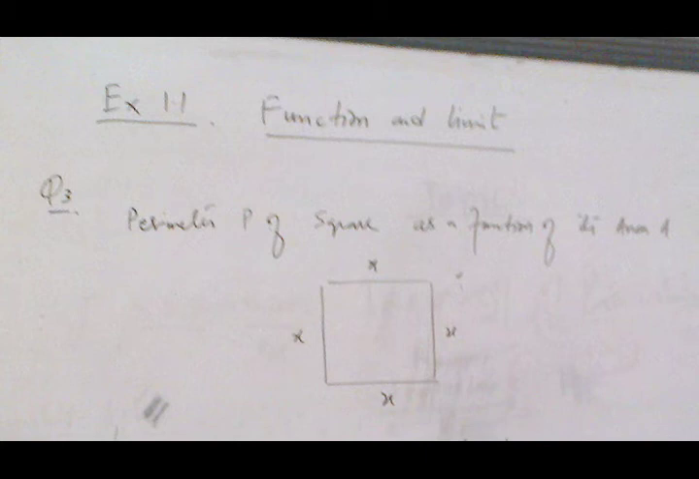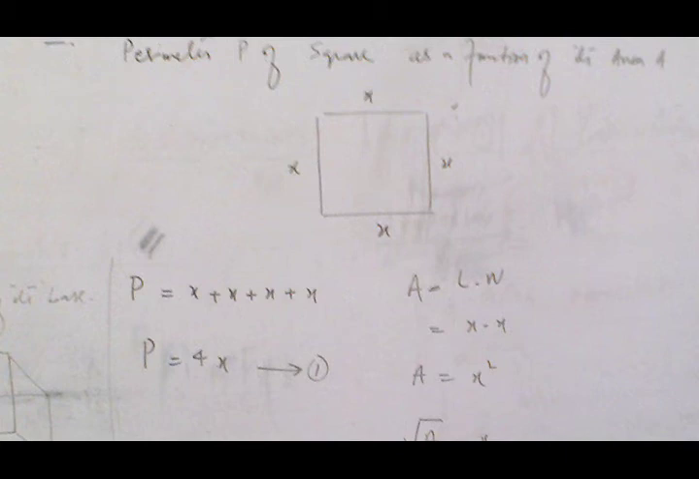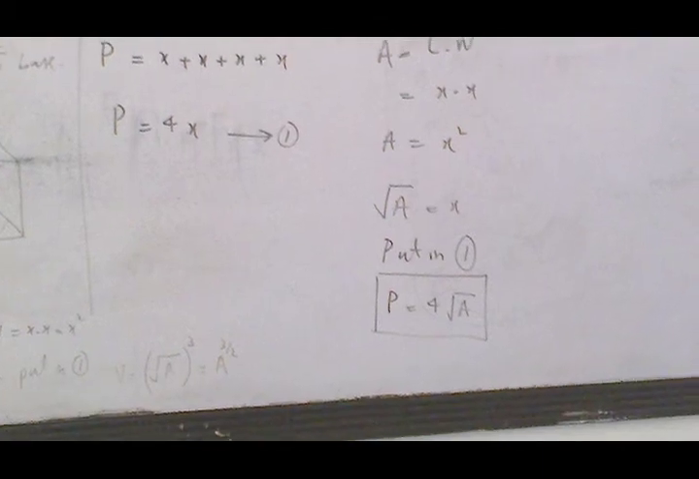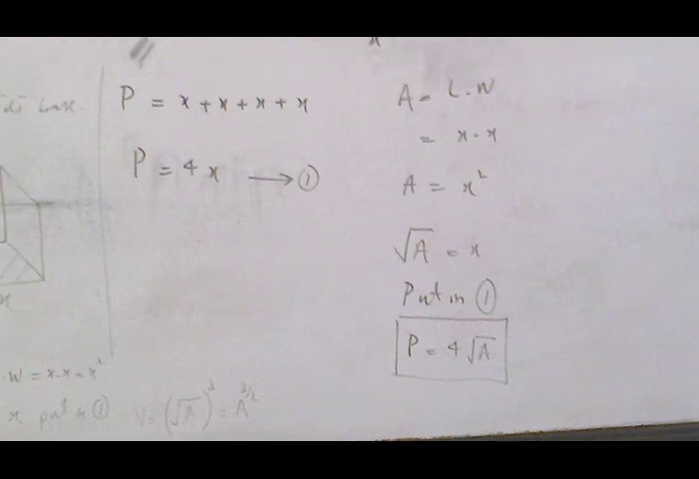Now in third question we have a square and we want to find a function. In a square all its sides are equal. Now its perimeter is the sum of all sides, equal to 4x, and area is length multiplied by width, also equal to x square. Now x is equal to square root of a. Put this value of x in p, we get 4 square root a. Perimeter is equal to 4x and area is equal to x square, and from here we find the value of x and put it in equation 1.